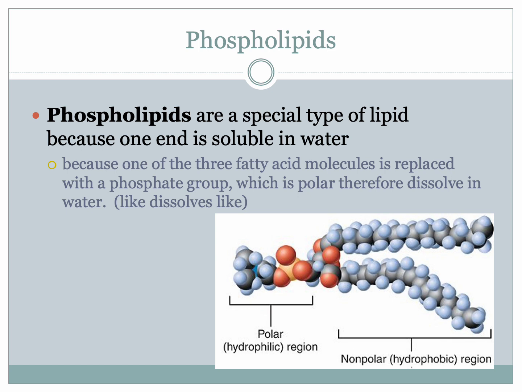Phospholipids are a special type of lipid because one end is soluble in water. One of the 3 fatty acid molecules is replaced with a phosphate group, which is polar, therefore it dissolves in water. Remember, like dissolves like. The head of the phospholipid is the polar region, it's hydrophilic. And then the tails are nonpolar and they're hydrophobic.